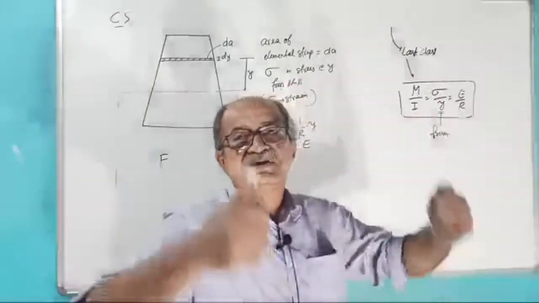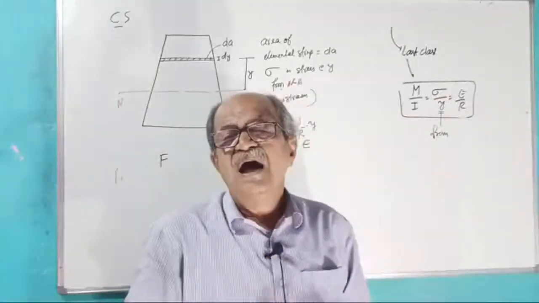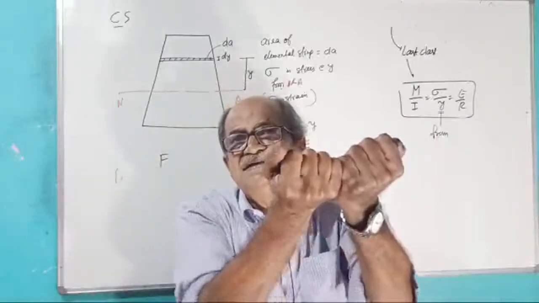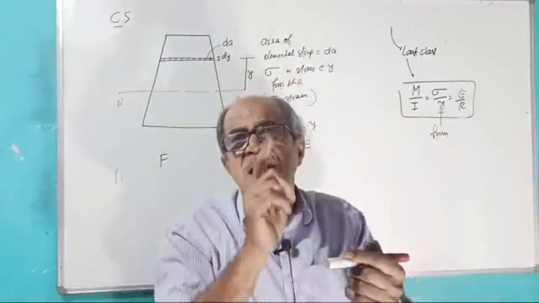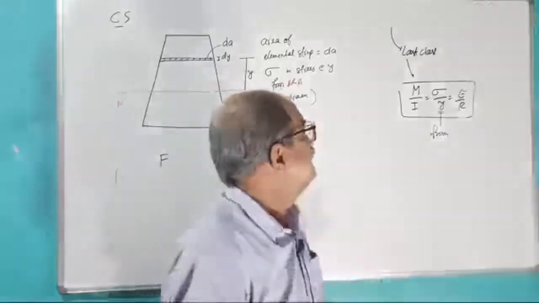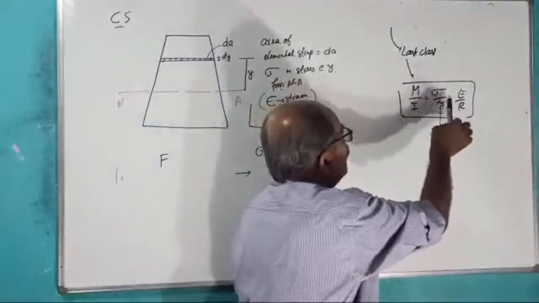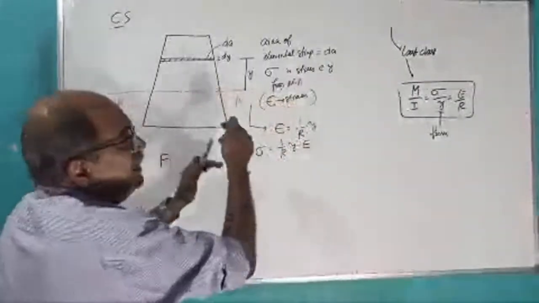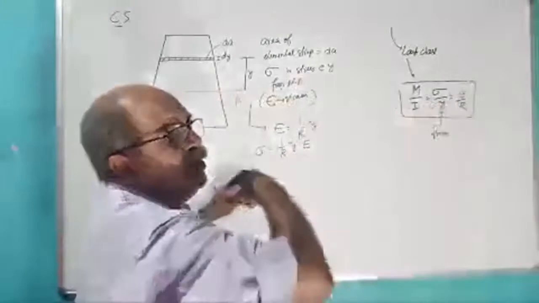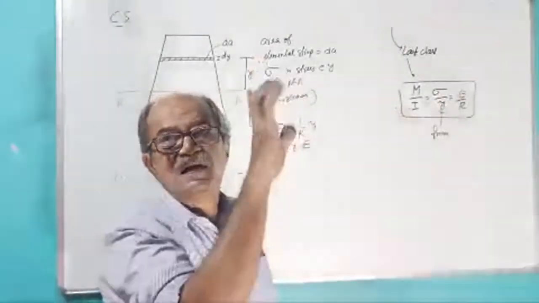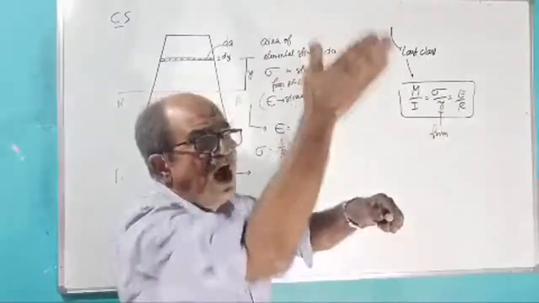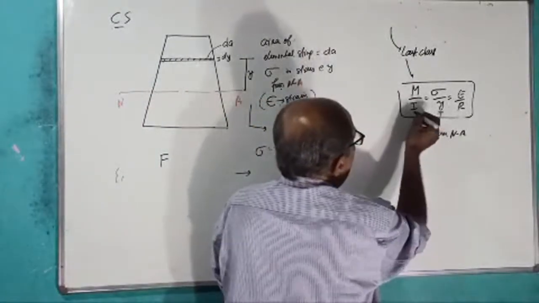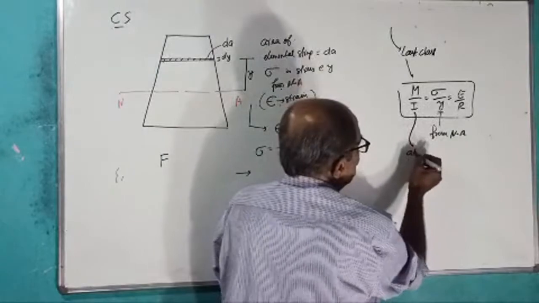And when you want strength, strength means, I am shouting class after class, strength means what? Resisting capacity. How the bending moment is resisted. Then M by I equals sigma by y. Just now I told, if you see the longitudinal view, y is from the neutral layer. But when you take the cross section, y is from the neutral axis and I is about the neutral axis.